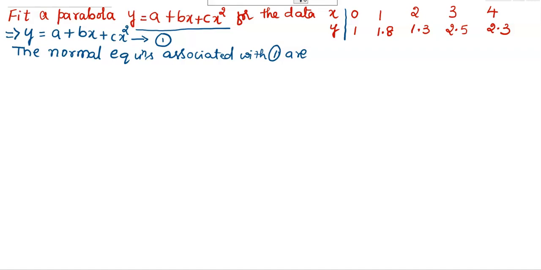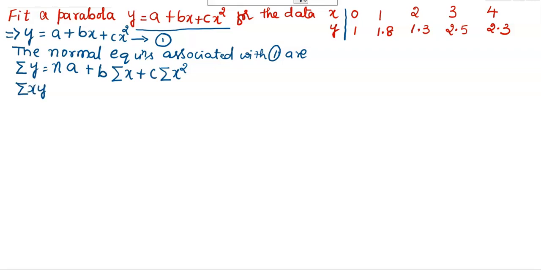First we have to take the summation of equation 1. So you can remember it like this: summation y. A is a constant, so in the general format we have n into a plus b into summation x plus c into summation x square. We know that x is the independent variable.